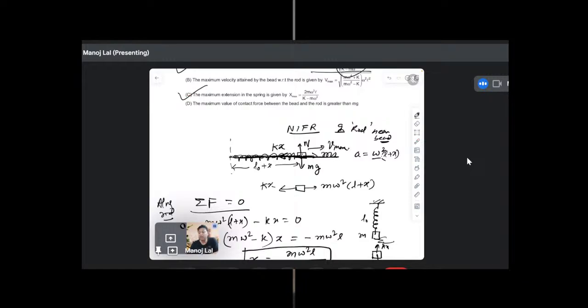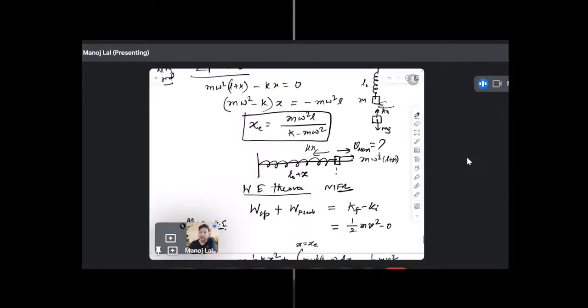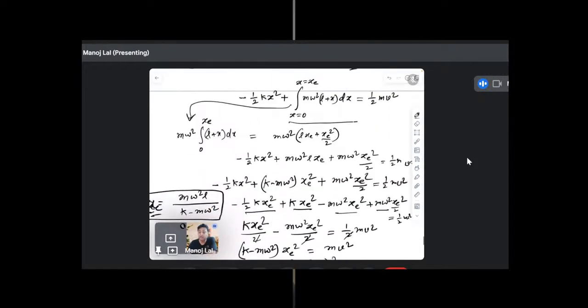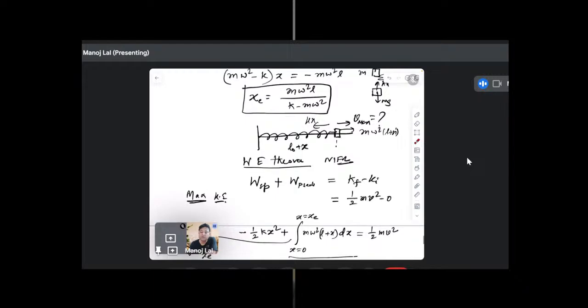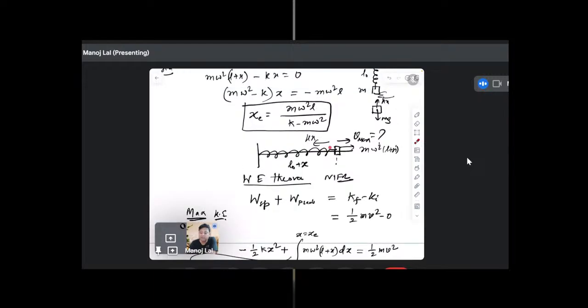But anyway, if you want to solve it by the method, definitely you can apply the work energy theorem once again. And this time it is simple, because for maximum elongation, the velocity of the bead with respect to the non-inertial observer, that is the rod observer, the observer sitting at the rod, for him the block will come to rest, right? The velocity is zero, and that is the situation for maximum elongation.